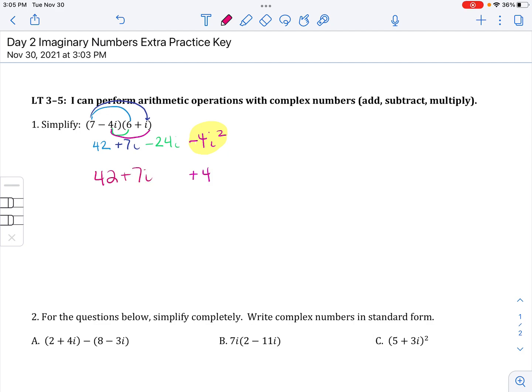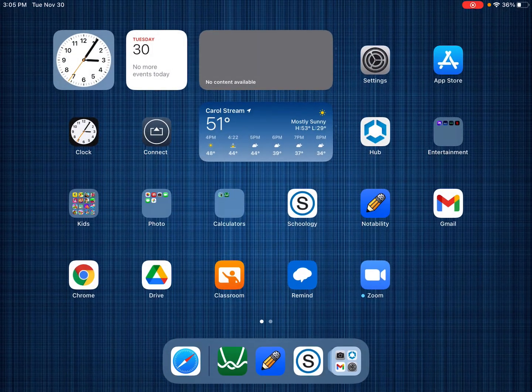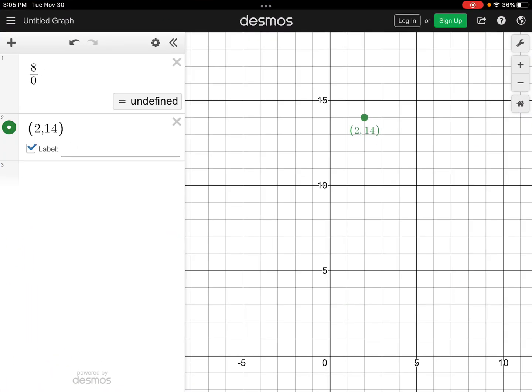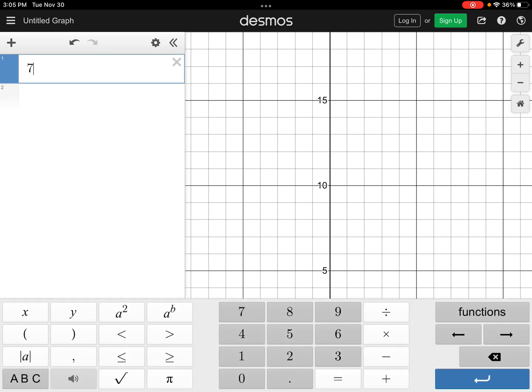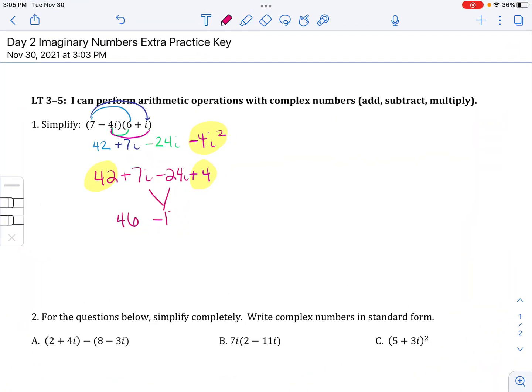42 plus 7i minus 24i. From there, all I'm going to do is combine the stuff that's combinable. So 42 plus 4 is just 46. That's nice. Then I'm going to combine these two together. 7 minus 24, if you know it, great. If you don't know it, you can always go to Desmos and calculate. I've got a positive 7 with a negative 24, so that's negative 17, with an i, because these two had i's, so the result has an i. 42 and 4 did not have i's, so the answer 46 does not have an i.